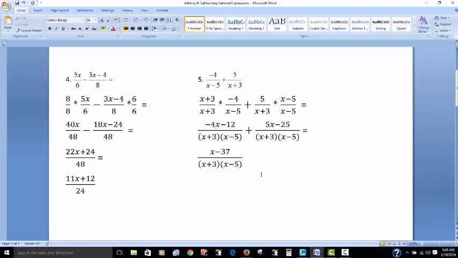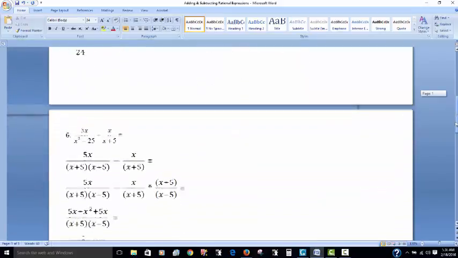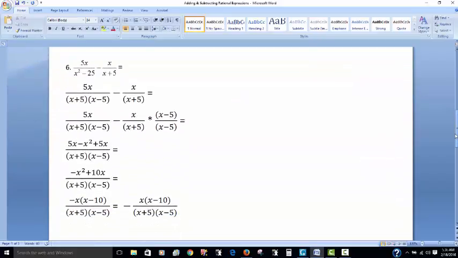Okay, I have one more example to show you, a little bit more work, but it's still rather simple to solve. All right, let's take a look here.